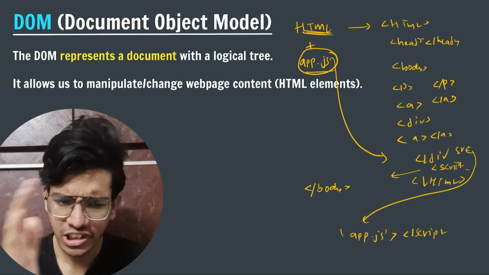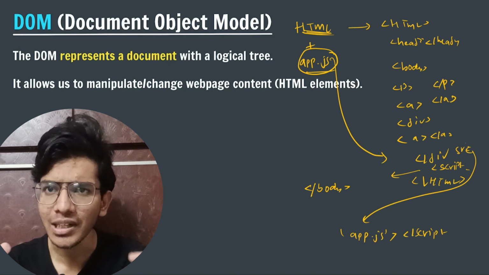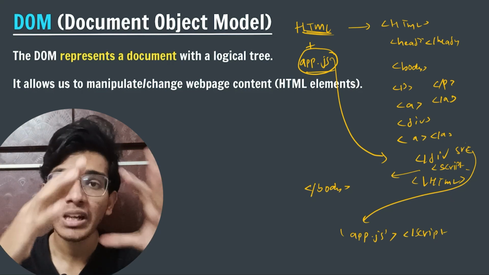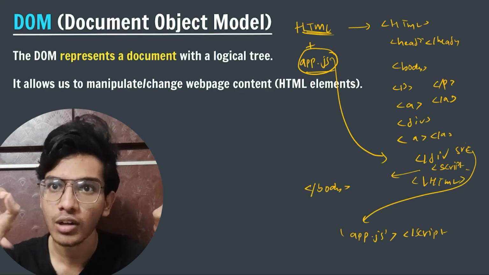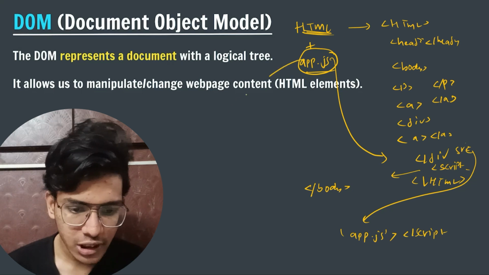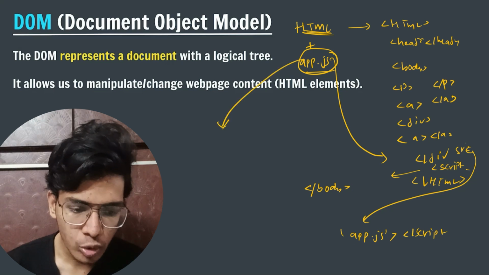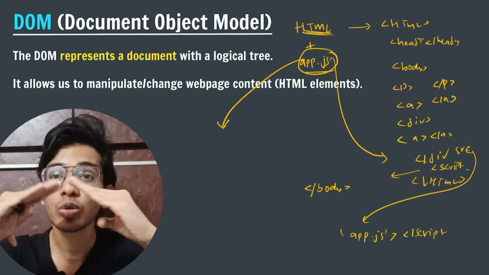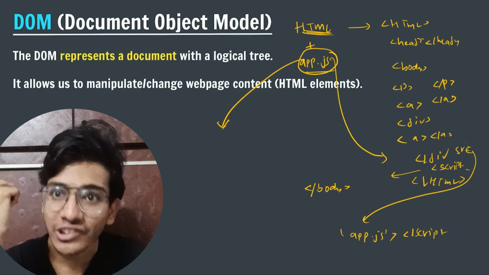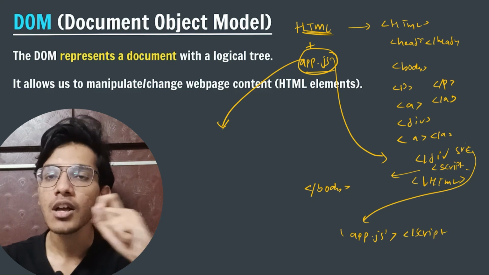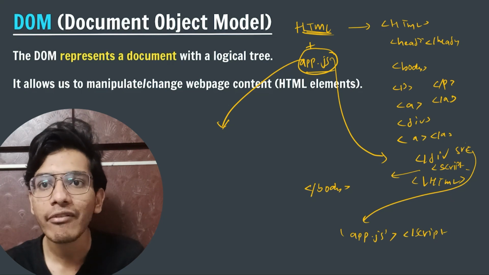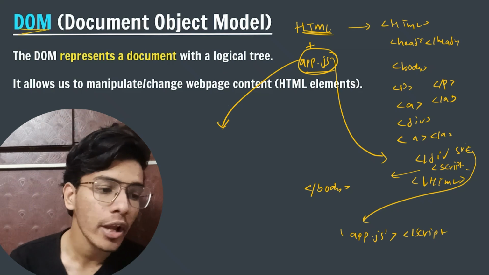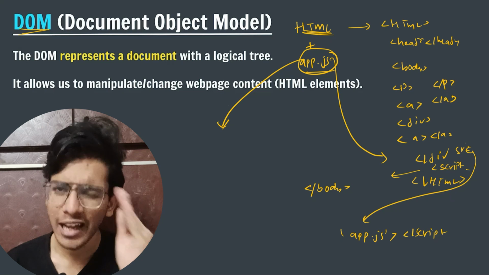Now in the browser, what will happen is that when I connect JavaScript with my HTML, JavaScript will create a tree like structure for this HTML. What this app.js will do is that it will create a document tree, and through this tree we can manipulate, we can select, we can change the values of each and every tag, and that tree is known as DOM, document object model. I hope you have understood.